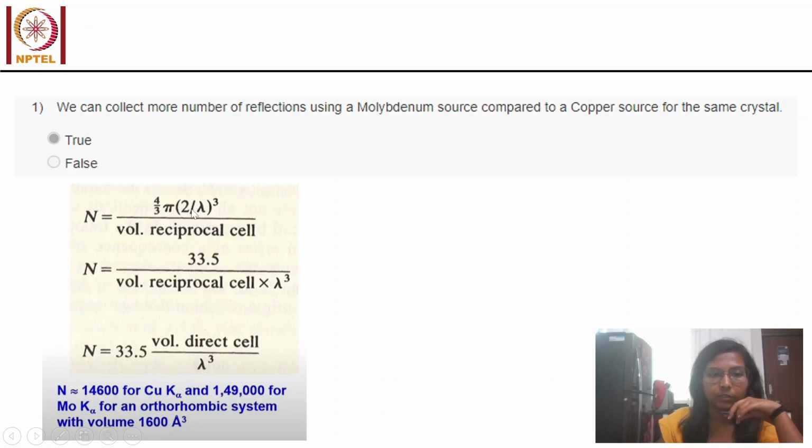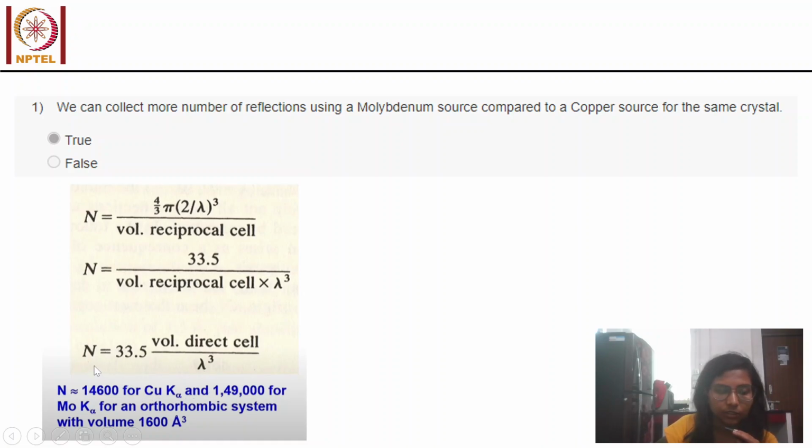So it depends on the wavelength. If we use copper, the wavelength K alpha 1 of copper is 1.54 and that of molybdenum is 0.77. This is in the numerator, divided by the volume of the reciprocal cell. Since it is in the reciprocal cell, if we go to the direct cell, it will invert, and if we solve all these constants, we will get the final equation, something like this.